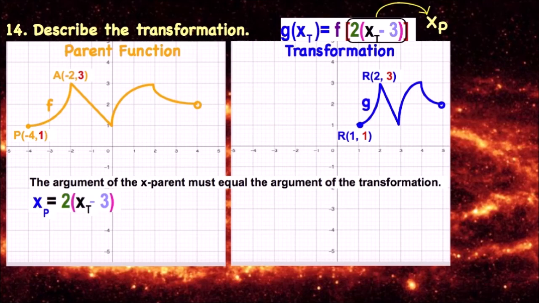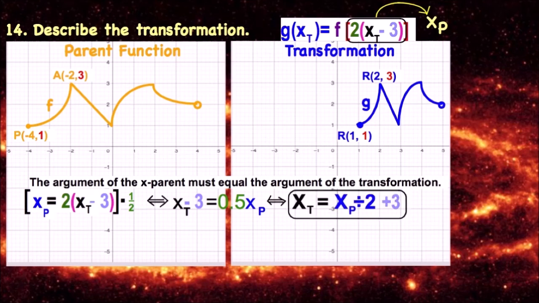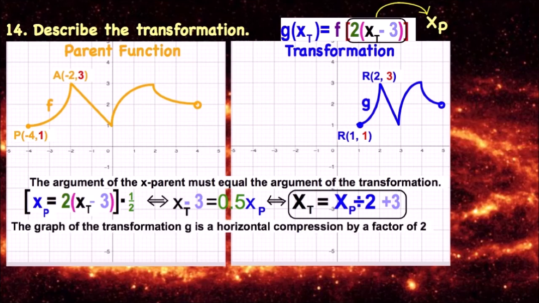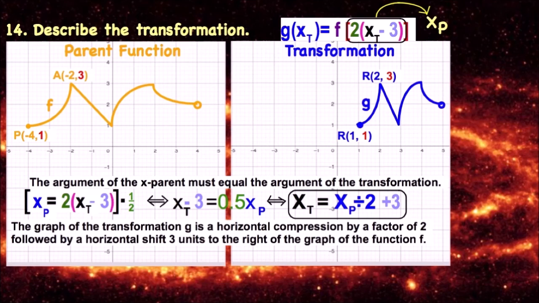The argument of the x parent must equal the argument of the transformation. So x parent is equal to 2 times the quantity x transformation minus 3. Multiply both sides of the equation by 1/2. Equivalent to x transformation minus 3 equals 0.5 x parent. Equivalent to x transformation equals x parent divided by 2 plus 3. The graph of the transformation g is a horizontal compression by a factor of 2, followed by a horizontal shift 3 units to the right of the graph of the function f.